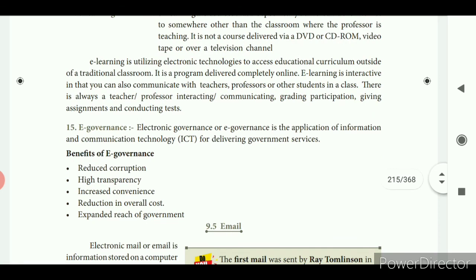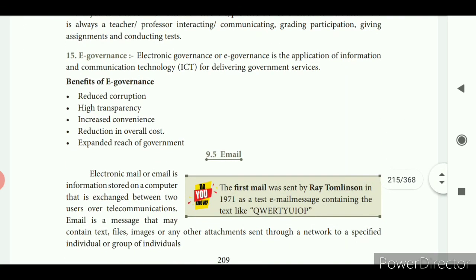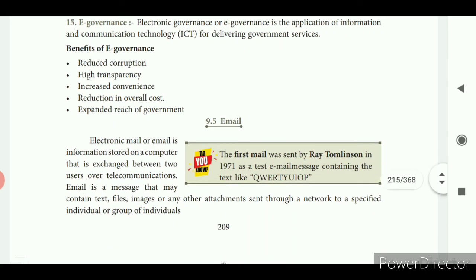Then the benefits of e-governance: reduced corruption, high transparency, increased convenience, reduction of overall cost and expanded reach of government. So these are all the types of internet applications. This one is an important 5 mark question. The next topic will be email, that we will see in the next part.